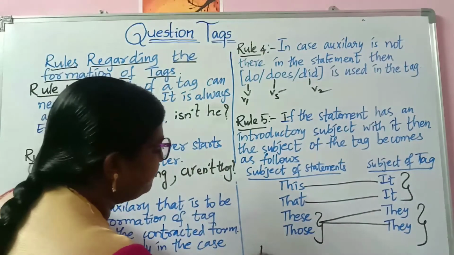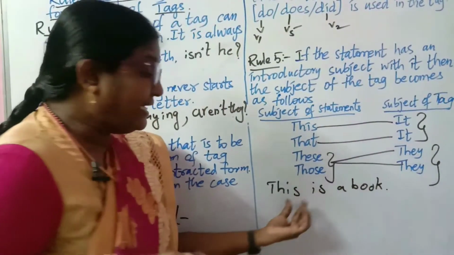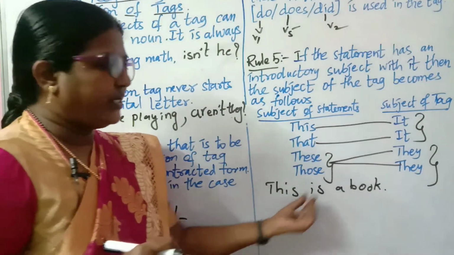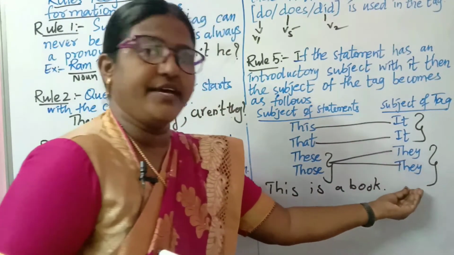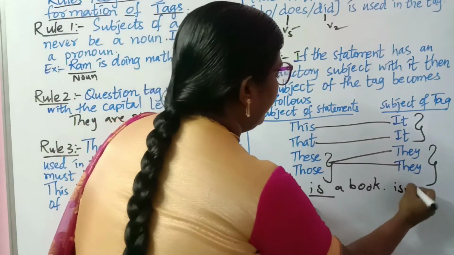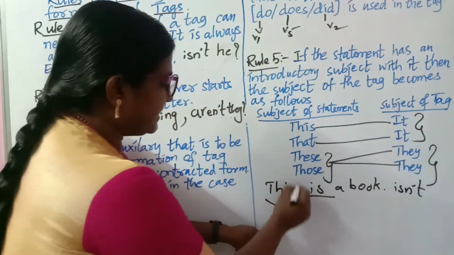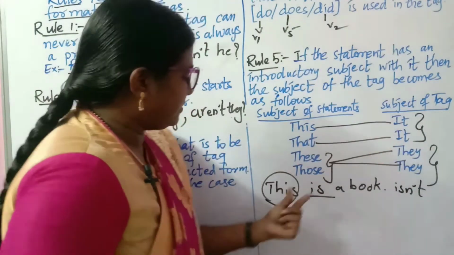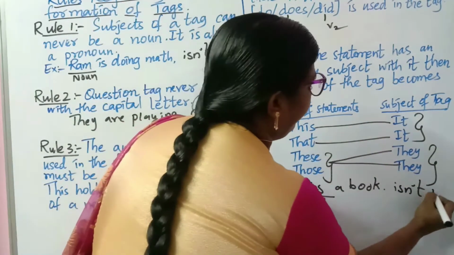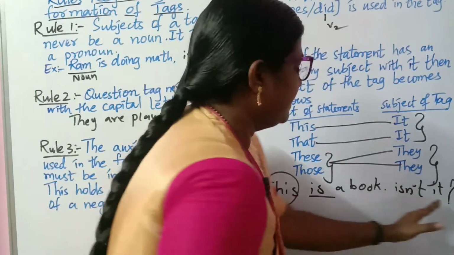For example, this is a book. The introductory subject here is this. So what do you have to write here in the tag? First make it negative. Isn't? Now, what do we have to take in place of this here in the question tag? We have to take it. Always small letter. Isn't it?